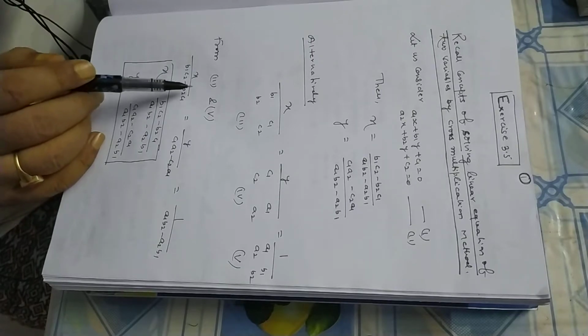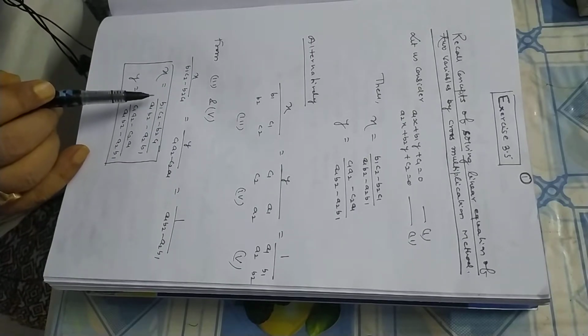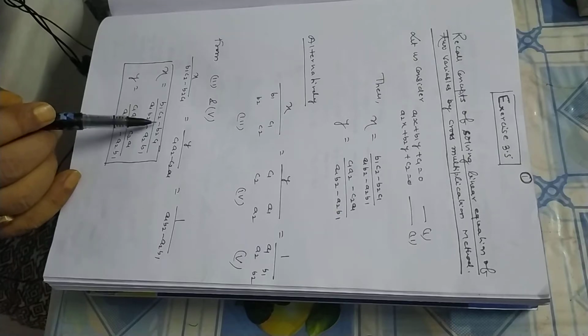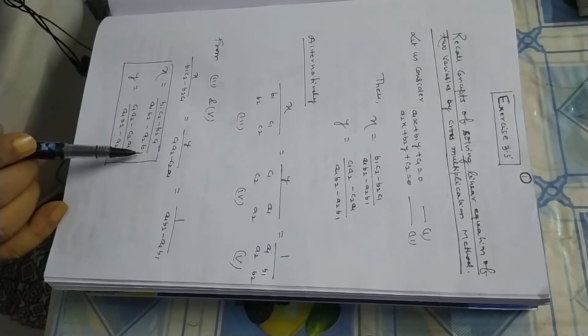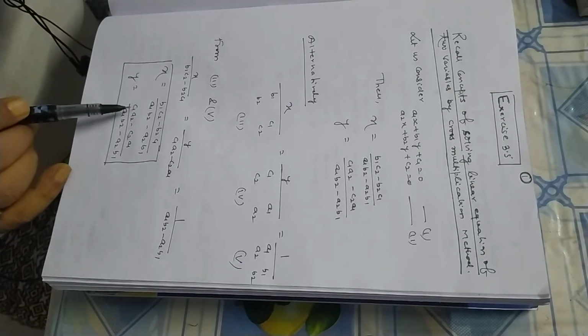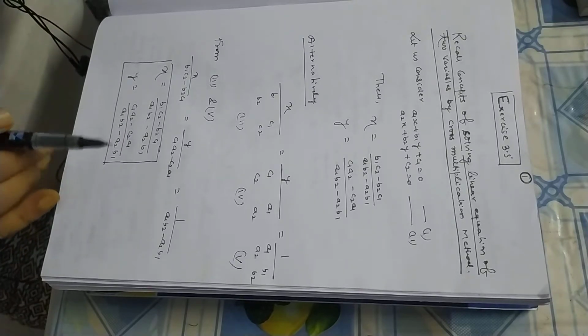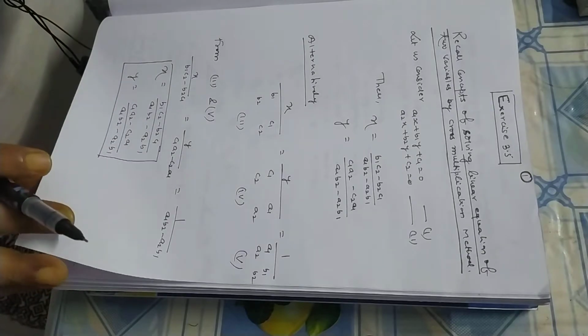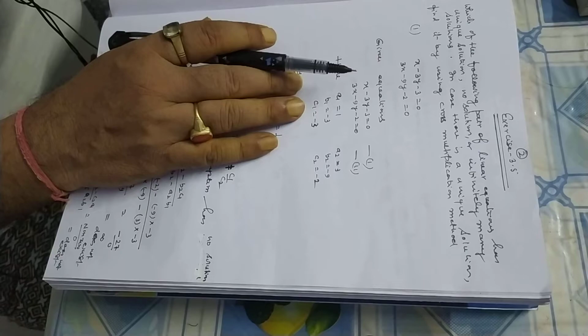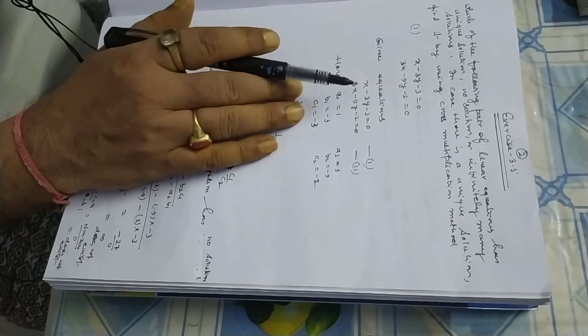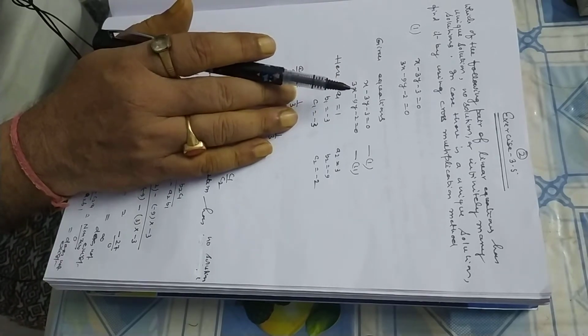So from 3 and 5 we have x = (b1c2 minus b2c1) divided by (a1b2 minus a2b1), y = (c1a2 minus c2a1) divided by (a1b2 minus a2b1). In this way, by the cross multiplication method, we have determined the values of x and y.